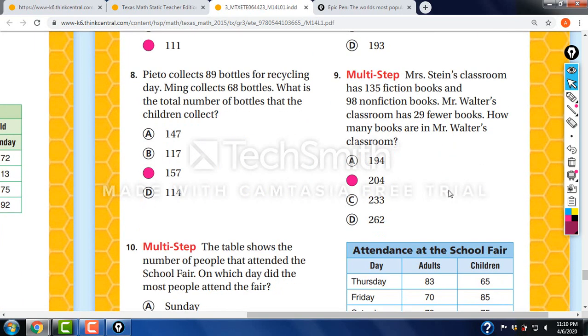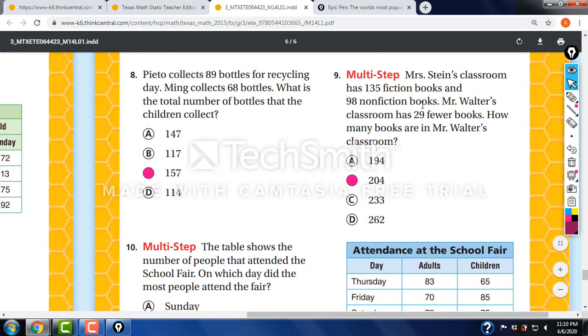Here are your multi-steps. Pieta collects 89 bottles for recycling. Mink collects 68 bottles. What is the total number of bottles that the children collected? Again, you add those two. These are your multi-step right here.